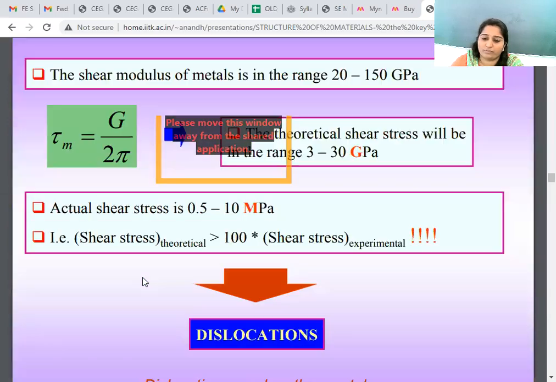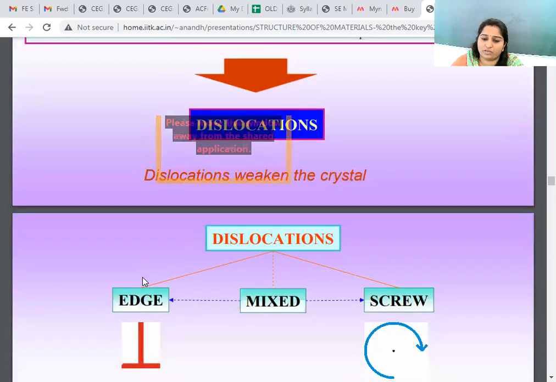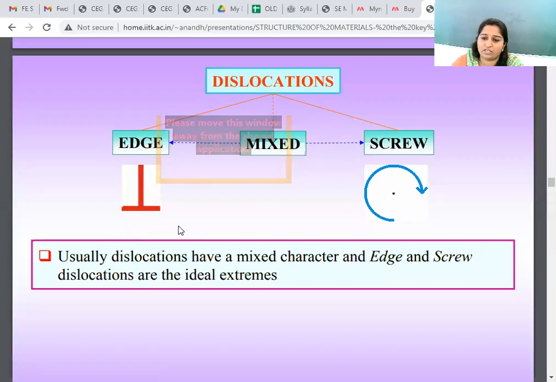Now, dislocation. Edge dislocation, mixed dislocation and screw dislocation.